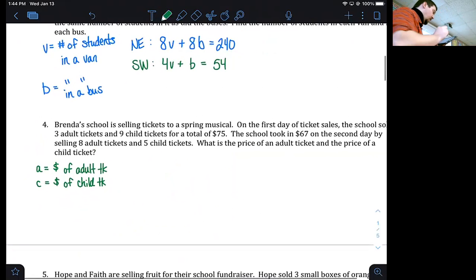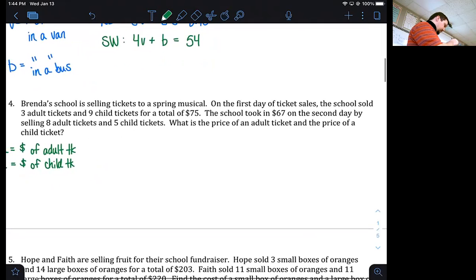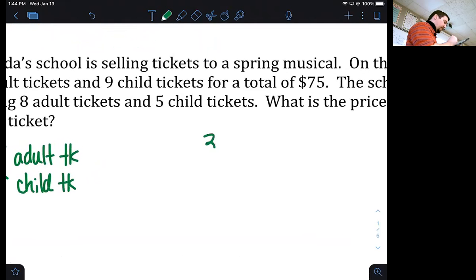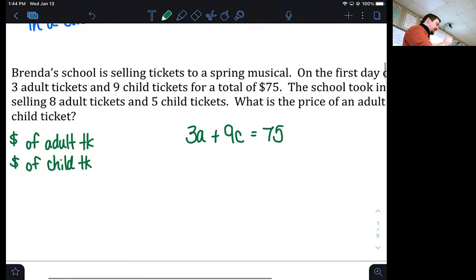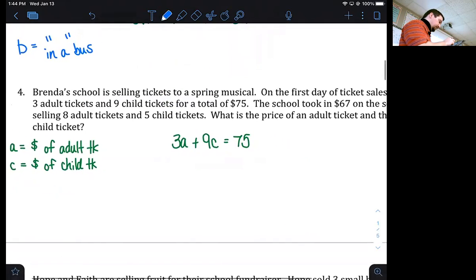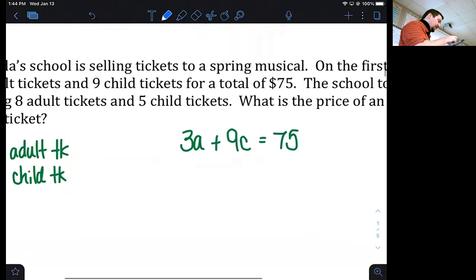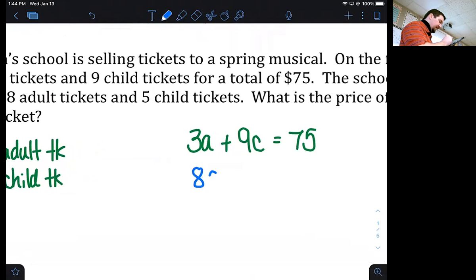Caitlin, on the first day, give me your first day ticket sales equation. 3A plus 9C equals 75. Good. 3A, 3 adult tickets plus 9 child tickets, total $75. Harrison, give me your second day equation. 8A plus 5C equals 67. Good.